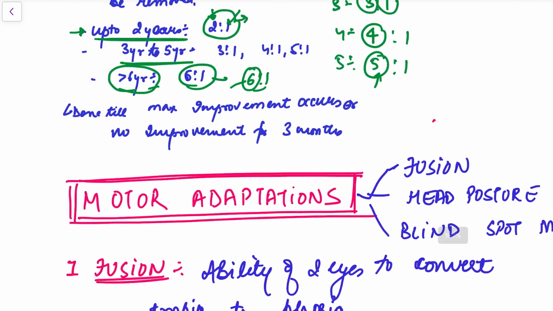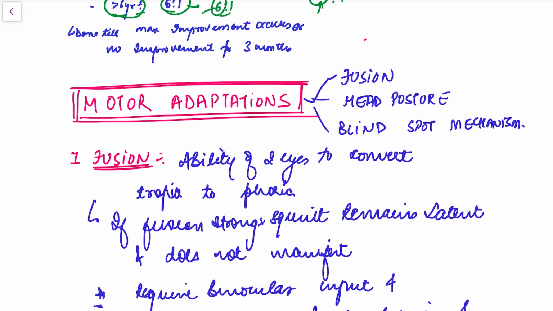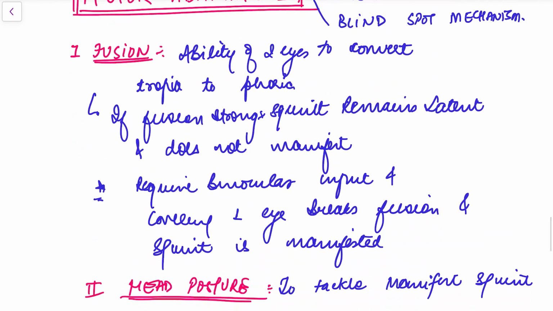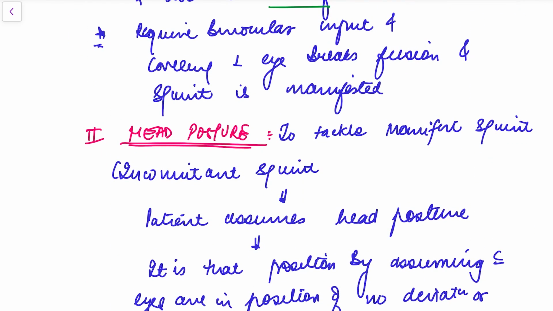Right friends, now coming to the motor adaptations. There are 3 types of motor adaptations: fusion, head posture, and blind spot mechanism. So first of all, fusion. I have already told you that if there is a manifest squint, I will try to fuse so that it can become latent. If we break the fusion, or if we ask the patient to look with only one eye, then the binocularity and the fusion will be broken and the squint will manifest. So fusion is the ability of the eyes to convert tropia to phoria. And if fusion is strong, the squint may remain latent and does not manifest. It requires binocular input, and covering one eye breaks the fusion and the squint will be manifested.